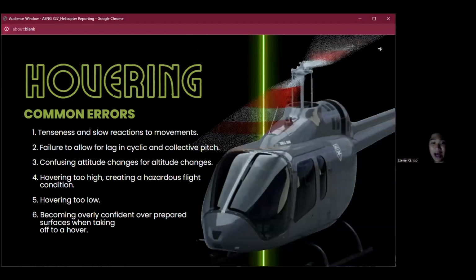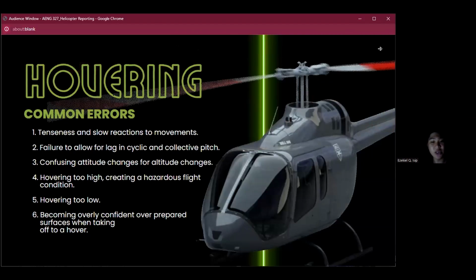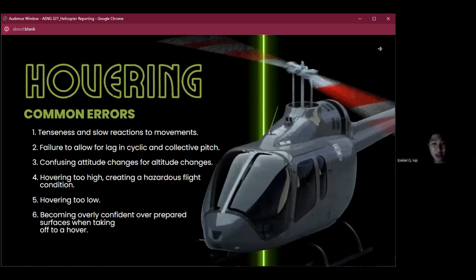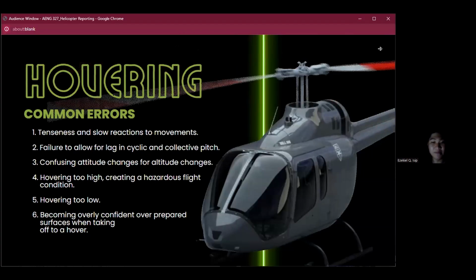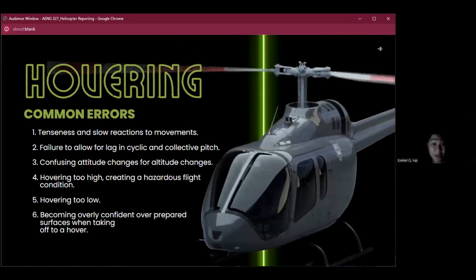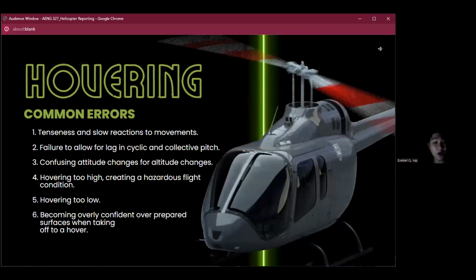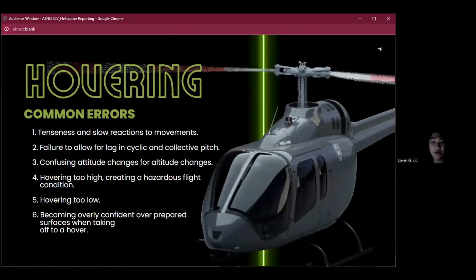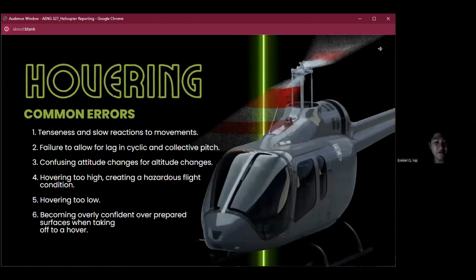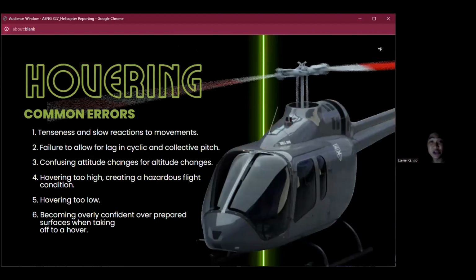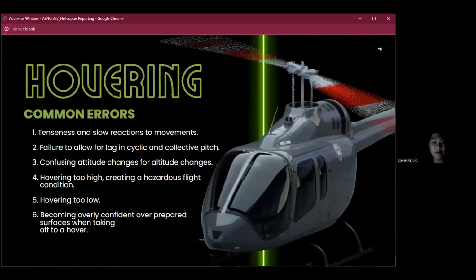Fourth, hovering too high, creating a hazardous flight condition. The height velocity chart, which will be discussed by Mr. Molenio later on in this report, should be referenced to determine the maximum skid height to hover and safely recover the helicopter should a malfunction occur. Fifth, hovering too low, resulting in occasional touchdown. And lastly, number six, becoming overly confident over prepared surfaces when taking off to a hover. They should be aware that dynamic rollover accidents usually occur over a level surface.